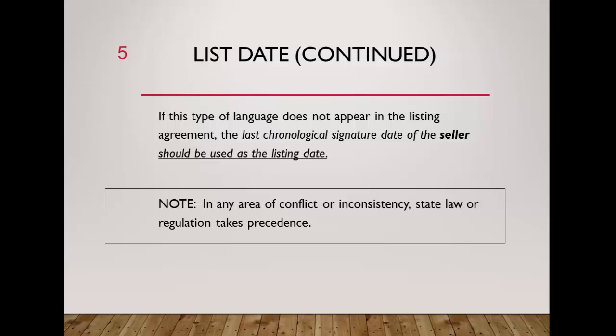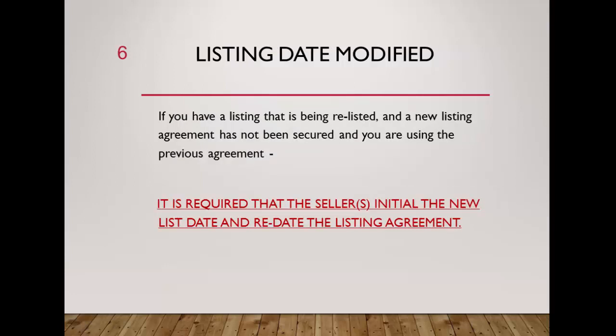If that language does not appear, we ask you to use the last chronological signature date of the seller as your list date. If any area of conflict or inconsistency arises, state law or regulation will take precedence. If you have an example where your property is being relisted and a new listing agreement has not yet been secured, you're allowed to use the previous agreement.